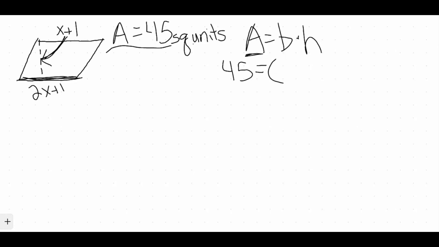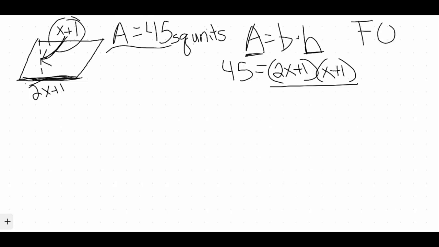So my base is that 2x plus 1. So I'm going to plug that in over here for the B. And then my height, that's represented by the x plus 1 there. So I'm going to plug that in to finish up substituting into this formula. Now what we're going to have to do at this point is simplify down this formula, starting with the multiplication that we have over here on the right hand side. So we're going to multiply that binomial out by using the FOIL method.